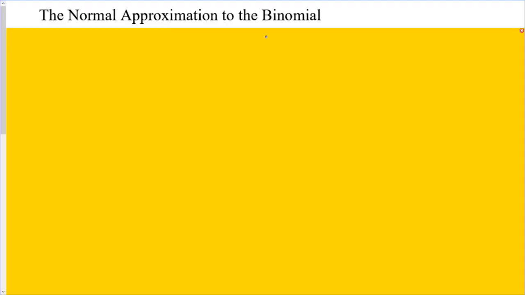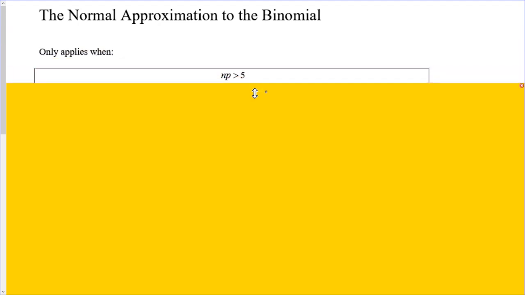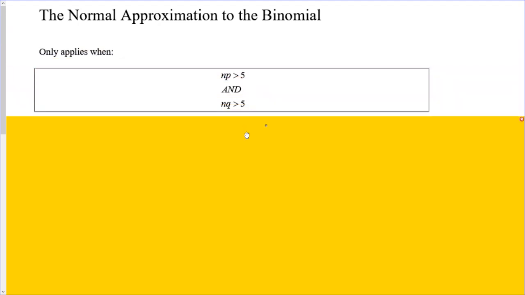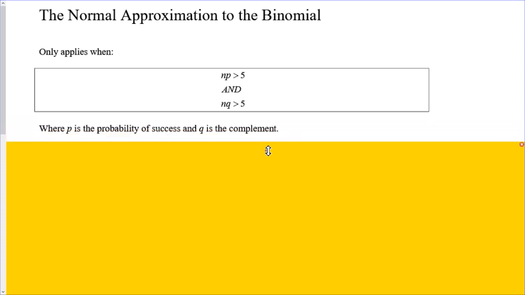Right, having just studied the normal distribution, now is a great time to look at the normal approximation to the binomial. Let's remind ourselves how it works. The first thing is that we need to check whether the conditions are met. There are two conditions. One is that the sample size times the probability of success is bigger than 5, and the other is that the sample size times the complement is bigger than 5. We'll look at an example just now.